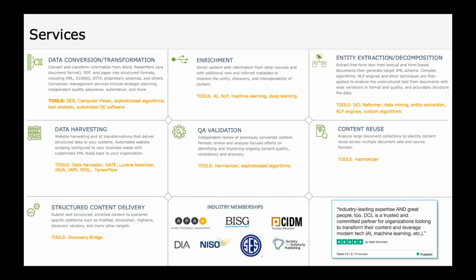At DCL, we offer a number of service categories, and I'm not going to read through each of these, but I will say DCL is best known for its onshore project management, excellent customer service, as well as working with complex content and data challenges.